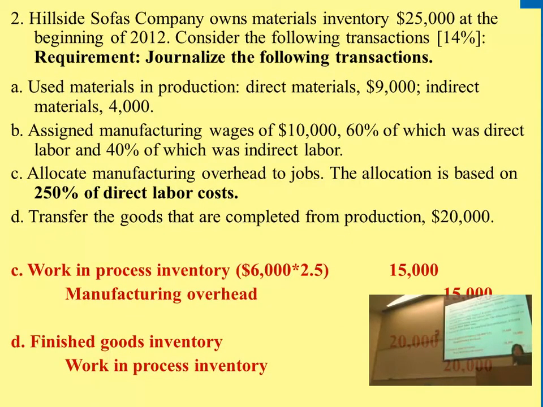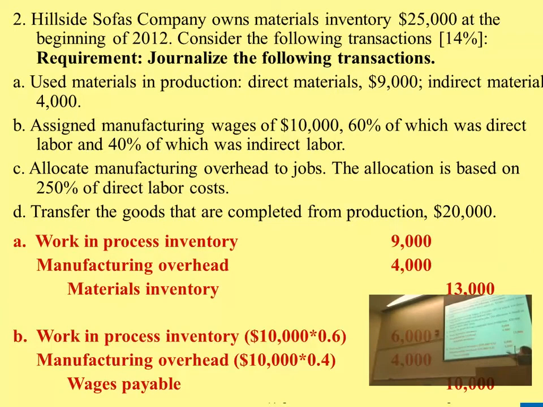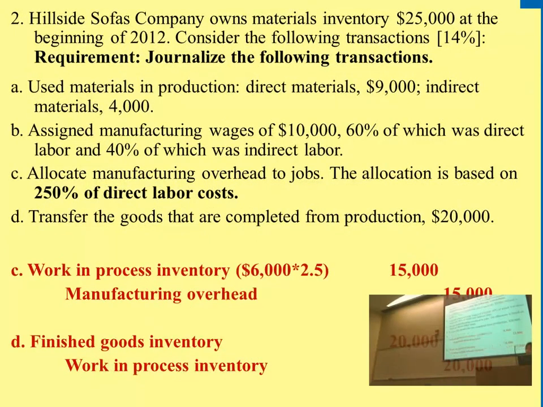Okay, C, allocate manufacturing overhead costs to jobs, and it tells you that they use only one single allocation rate, 250% of direct labor costs. So here from the previous entry, you already know that the direct labor cost is $6,000, so you just use that $6,000 and multiply by 2.5, because manufacturing overhead cost is 250% of direct labor cost.